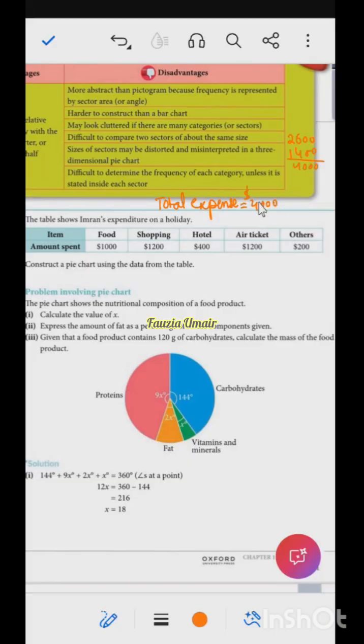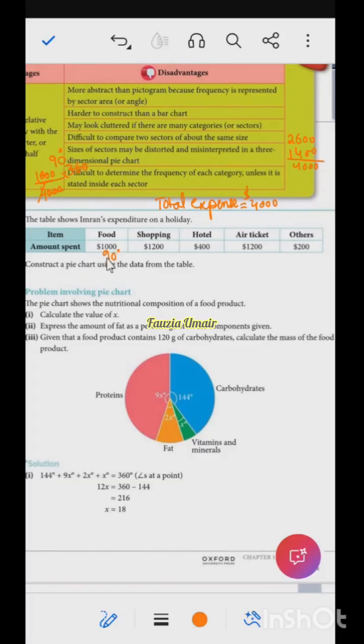So now, first of all, we will convert them all into angles, right? And how are we going to convert it? By the same method. How much did Imran spend on food? It is 1,000 out of 4,000. So 1,000 out of 4,000 multiplied with 360 degrees, right? So you can cut these 3 zeros and 4 into 9. So 90 degrees is the value of this first part.